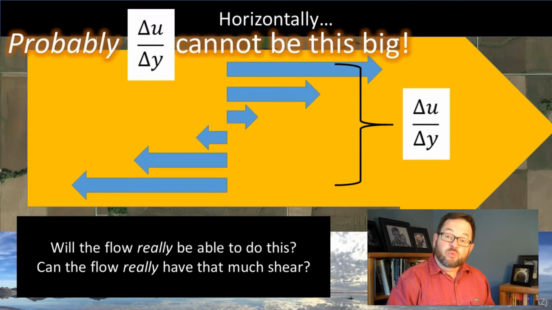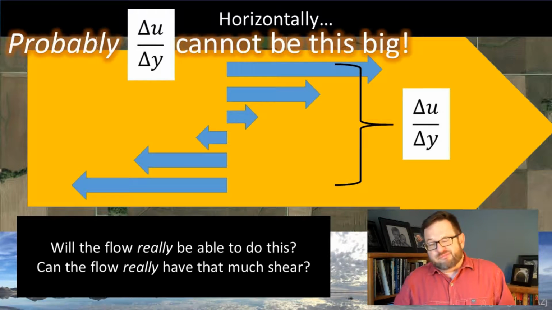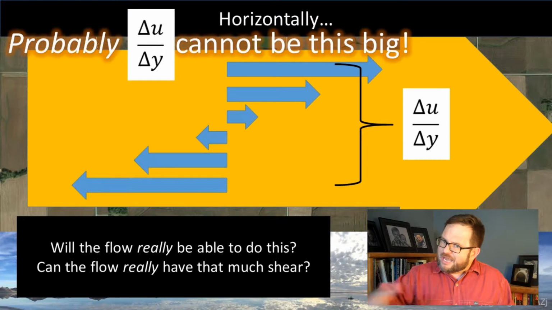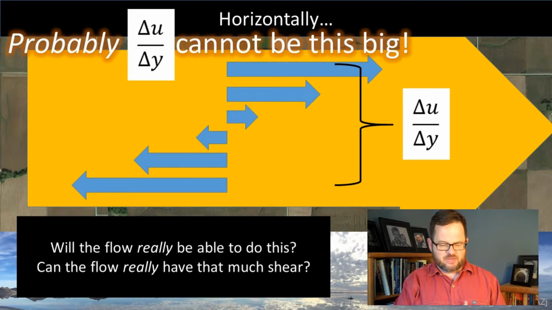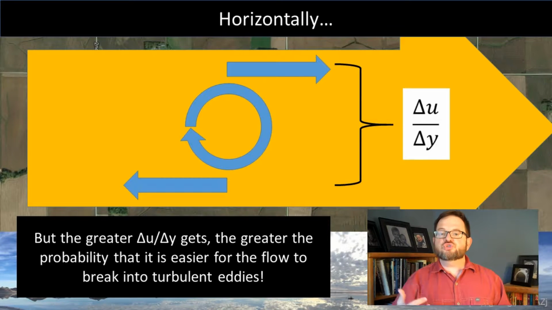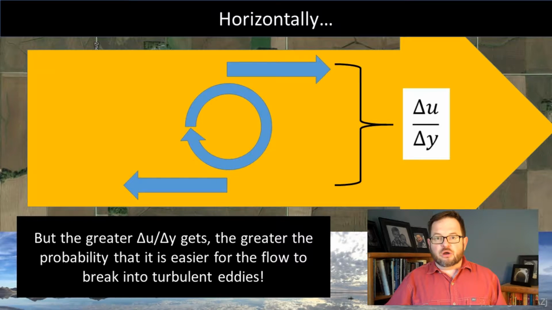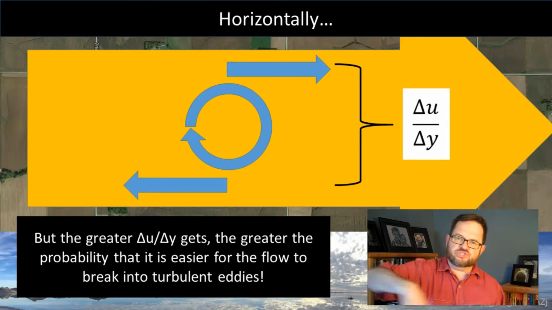On the other hand, if we made it really big, like we had lots of wind shear going on between the north end and the south end of this domain, well, probably not. At some point we would have too much wind shear and we wouldn't be able to have laminar flow anymore. The flow is going to break and it's going to produce turbulent eddies. After a certain amount of wind shear, a certain value of, in this case, change in the u wind with respect to y, it starts becoming easier for the flow to break into a swirl.